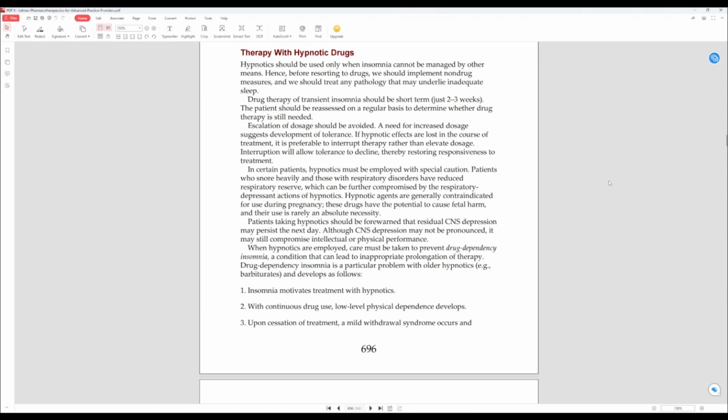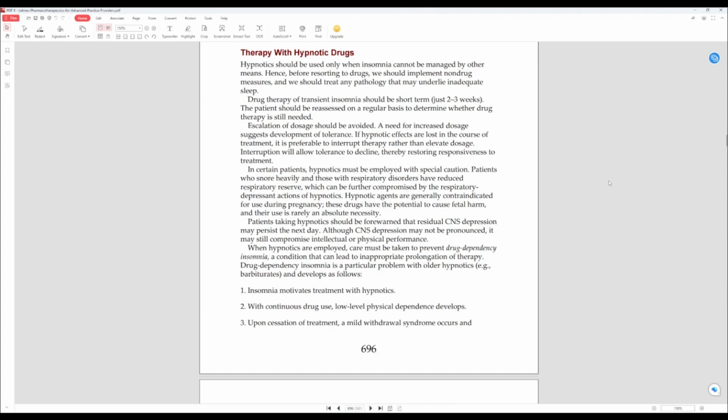A need for increased dosage suggests development of tolerance. Hypnotic effects are lost in the course of treatment. It is preferable to interrupt therapy rather than elevate dosage. Interruption will allow tolerance to decline, therefore restoring responsiveness to treatment. In certain patients, hypnotics must be employed with special caution. Patients who snore heavily and those with respiratory disorders have reduced respiratory reserve, which can be further compromised by the respiratory depressant action of a hypnotic.